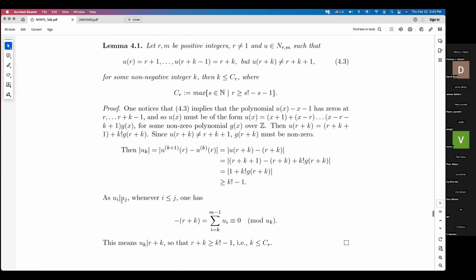And since u_i divides u_j whenever i is less than or equal to j, you have this: u_k is going to divide r plus k. And from that, we can show that, by the way, r and k are both positive integers, so r plus k is really greater than or equal to k factorial minus 1, which means that k is less than or equal to C_r. So this is how one can prove that.